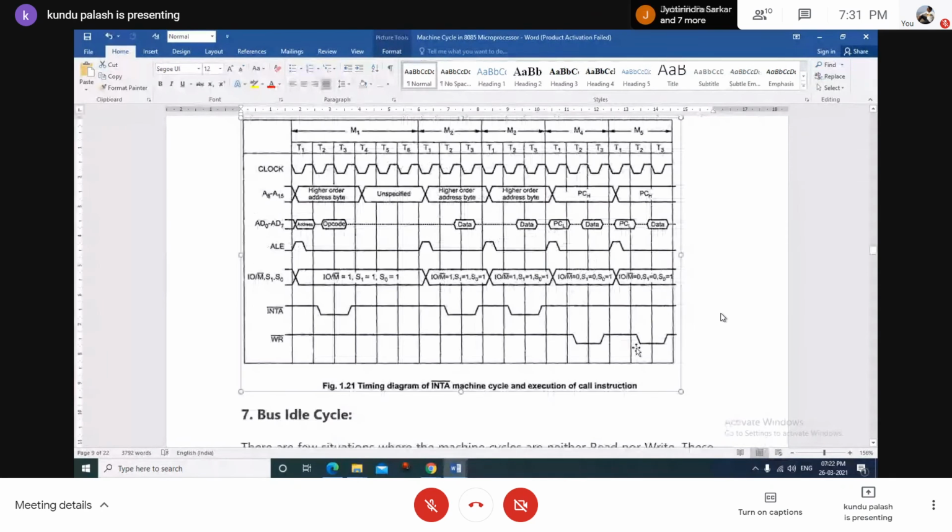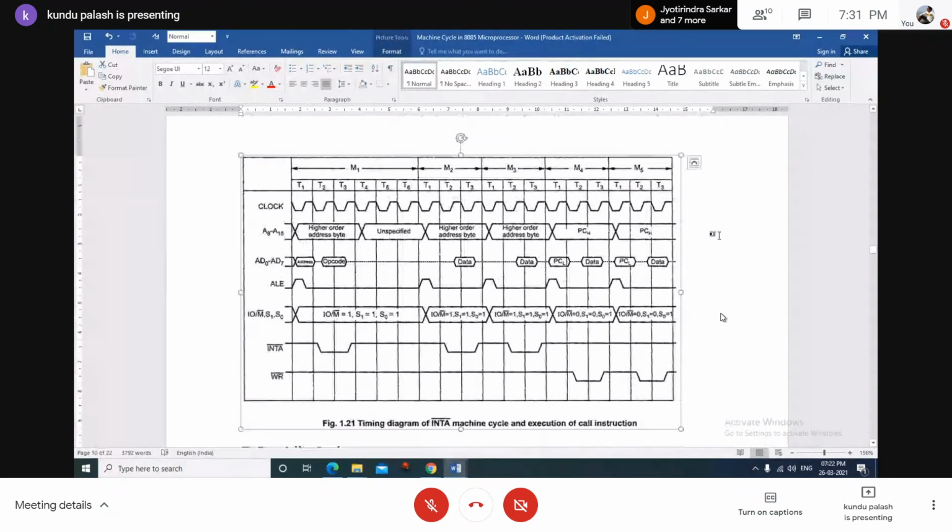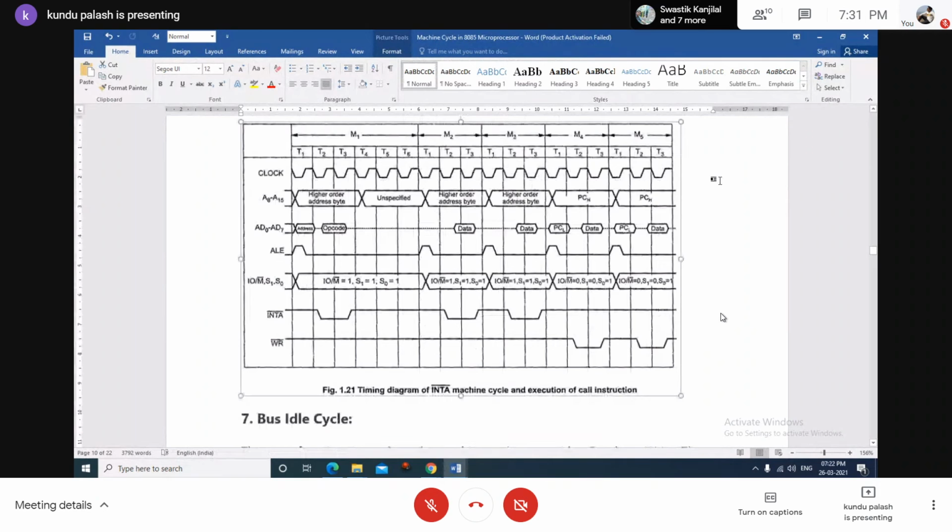How many machine cycles will be executed? Because call is a 3-byte instruction, M1, M2, M3 will be required. Why M2, M3? Because M2, M3 are for the 16-bit operand. Then M4, M5 will also be required. Why? Because of the timing, that is the signal that will be generated, the INTA bar.